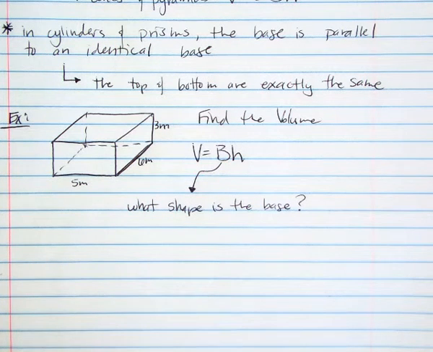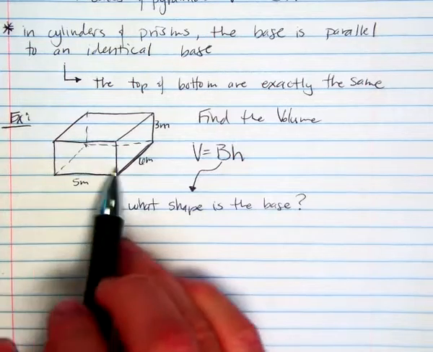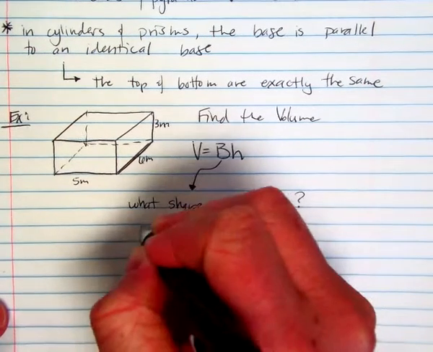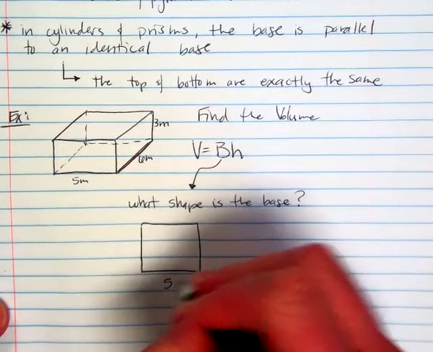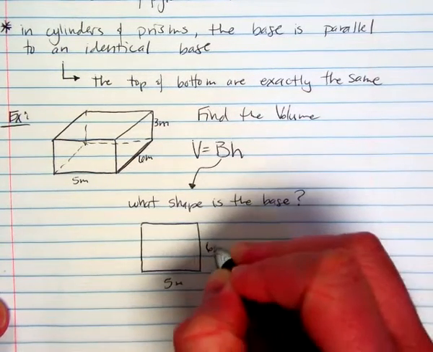So can someone point out what shape you see that you believe is the base of this entire prism? Robert? Rectangle. Which rectangle are you looking at? What numbers go with it? Top and the bottom, okay. So the 5 and 6, great. So our base is that big bottom rectangle, 5 meters by 6 meters.